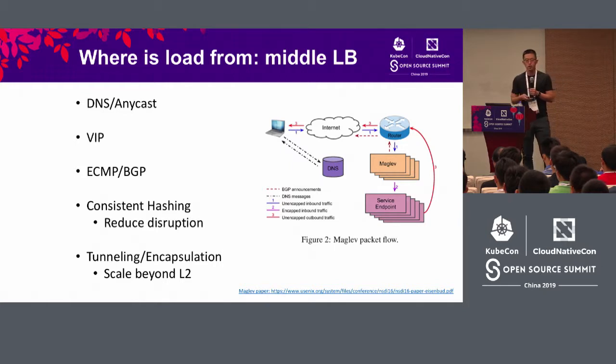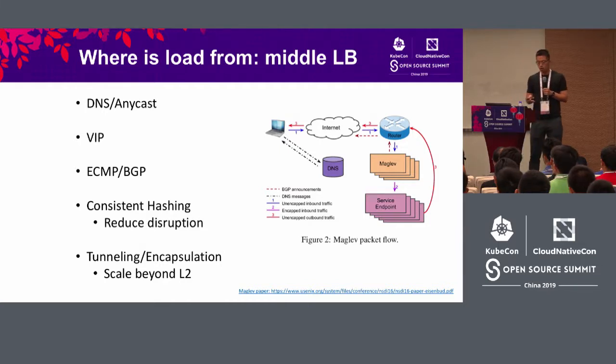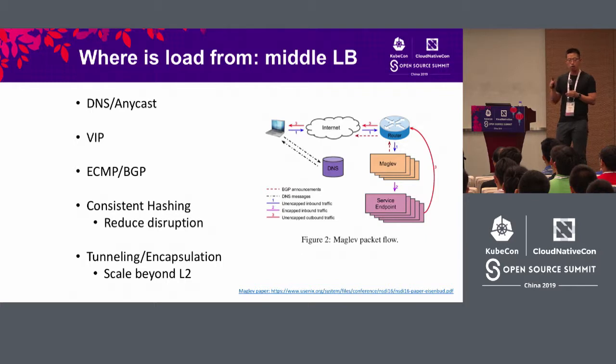The challenge here is how to reduce the connection disruption as the number of load balancer instances and backend servers changes, right? If that happens, we want to keep all the packets from the same stream or same connection going to the same backend server. And consistent hashing is the technique we use here. It gives you this guarantee that the number of disrupted connections will be at most 1 over n, if the total number of servers is n.